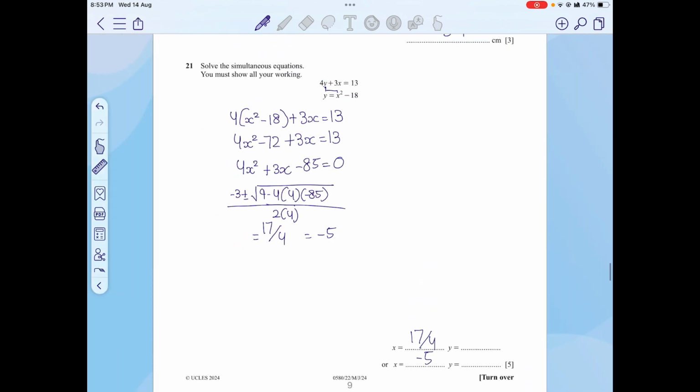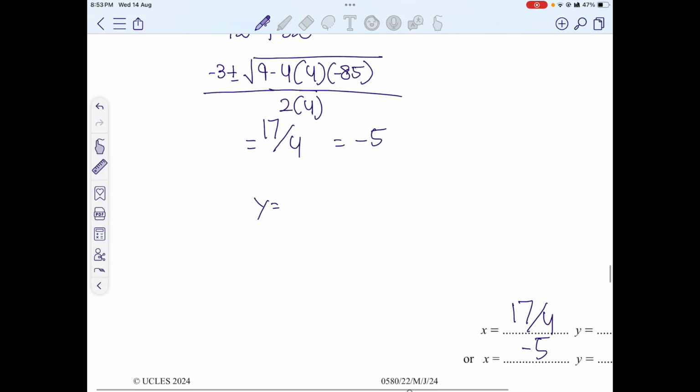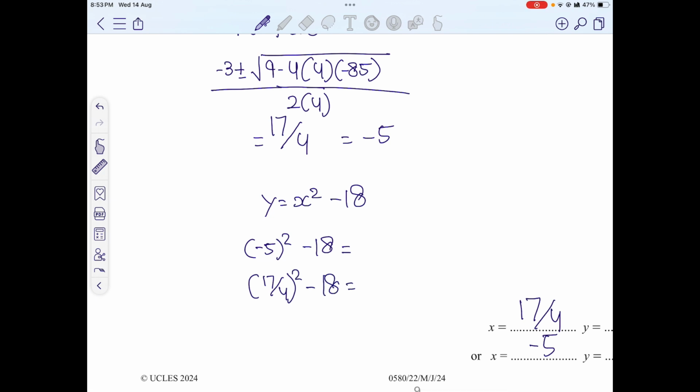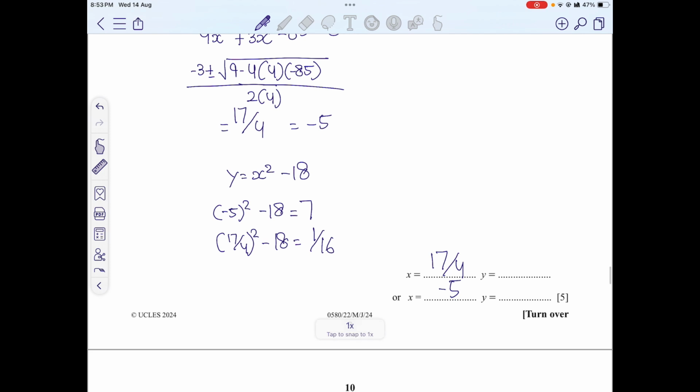Now you simply have to find the values for y. Since y is equal to x squared minus 18, I could say negative 5 squared minus 18, and 17 over 4 squared minus 18. Use my calculator to calculate it. Negative 5 squared is 25, minus 18 is 7, and 17 over 4 squared minus 18 is basically 1 over 16. So x is 17 over 4 when y is 1 over 16, and x is negative 5 when y is 7.